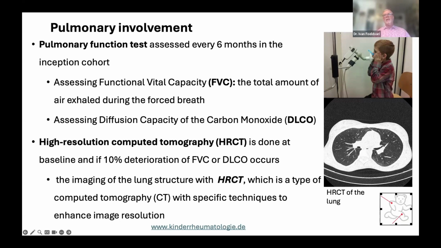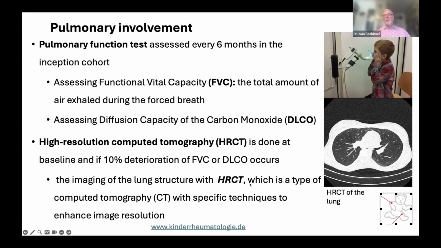And you can assess the diffusion capacity of carbon monoxide, which is more difficult because you have to breathe in the carbon monoxide and breathe against it, and you need much more cooperation from the patient, and even adults have problems with it. So it cannot be assessed in all pediatric patients, but it cannot be assessed in all adult patients either.